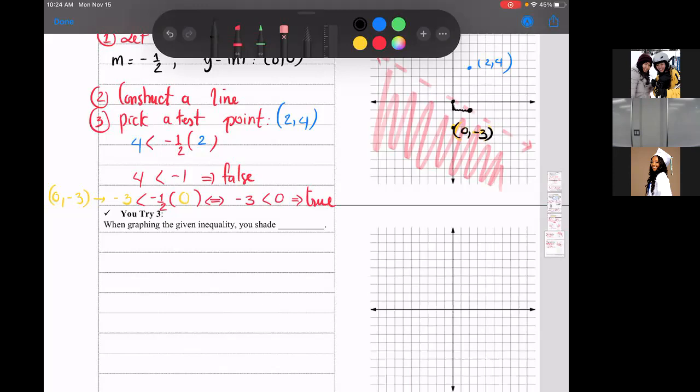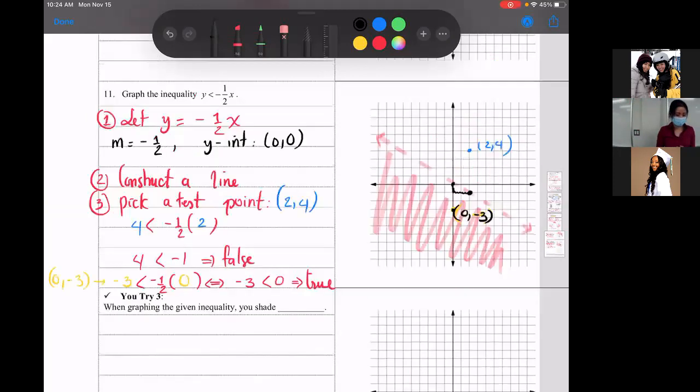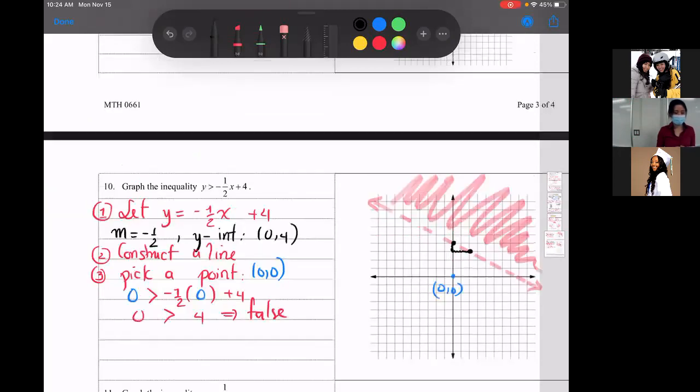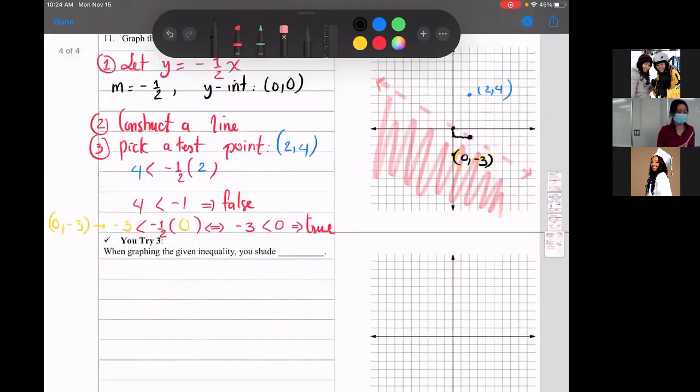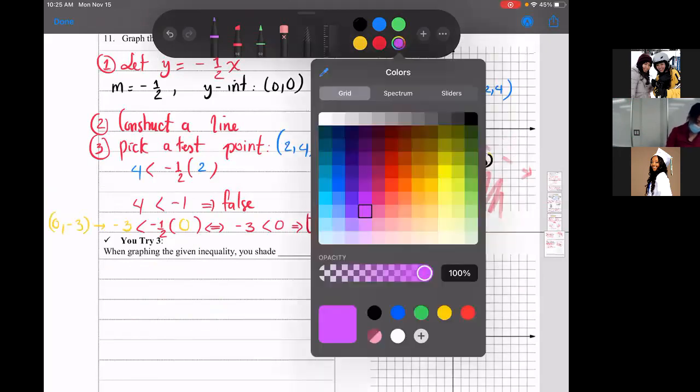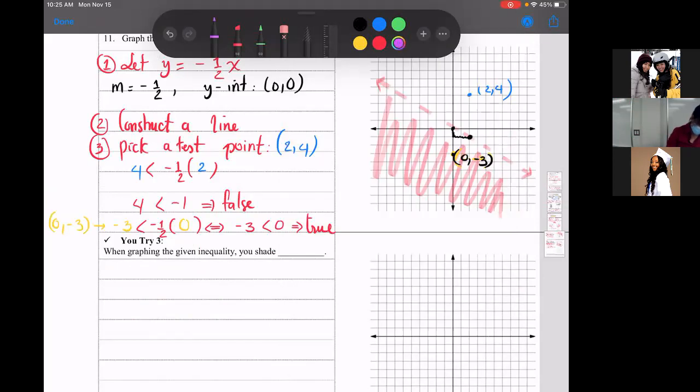See, if you pick 2 points, it turns out you still shade the same thing. That's good. If it's false, then you shade the opposite region from where you picked the point. If it's true, you shade the same region. I just want to show you this because all we did was false everywhere. I just want to show you where it's true. Let's copy this down. When graphing the given inequality, you shade x greater than 4.